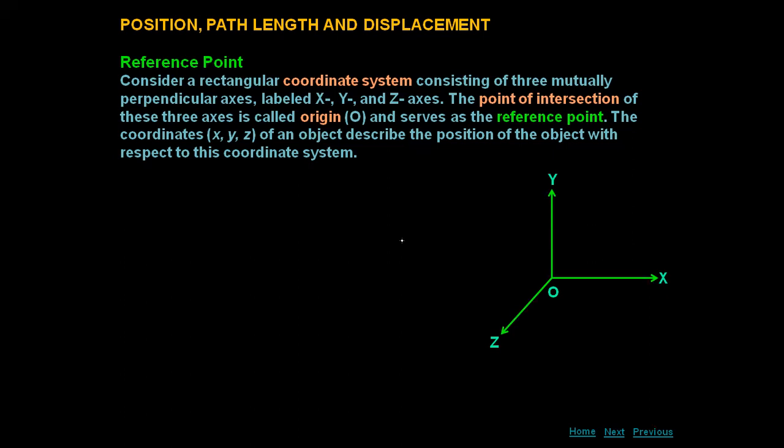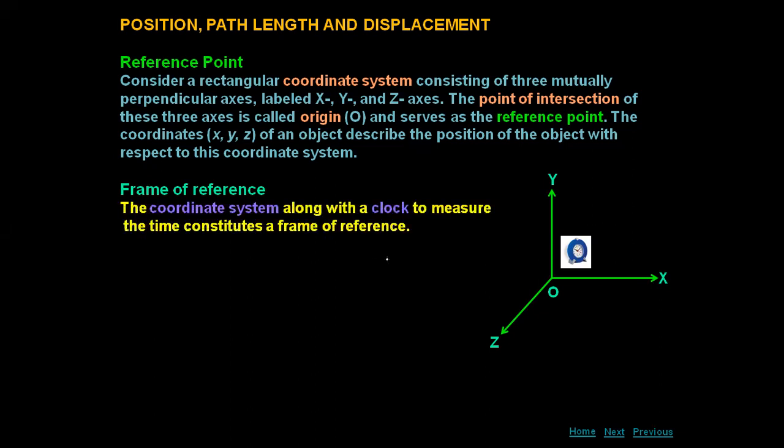So we have taken the example of a 3D system, x, y, and z, mutually orthogonal axes. Suppose that we have kept a clock at the origin O. The coordinate system along with a clock to measure the time constitutes a frame of reference. So a point of origin along with the measurement of time is called a frame of reference. Is it clear?